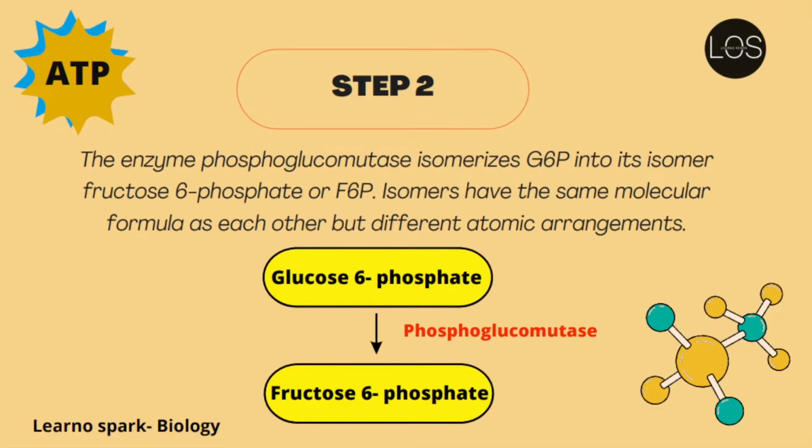Now in the next step, glucose 6-phosphate is converted into fructose 6-phosphate, and this reaction is catalyzed by phosphoglucomutase. This is just a rearrangement reaction. Glucose 6-phosphate and fructose 6-phosphate are isomers. Isomers have the same molecular formula as each other but different atomic arrangement. So glucose 6-phosphate converts into fructose 6-phosphate.